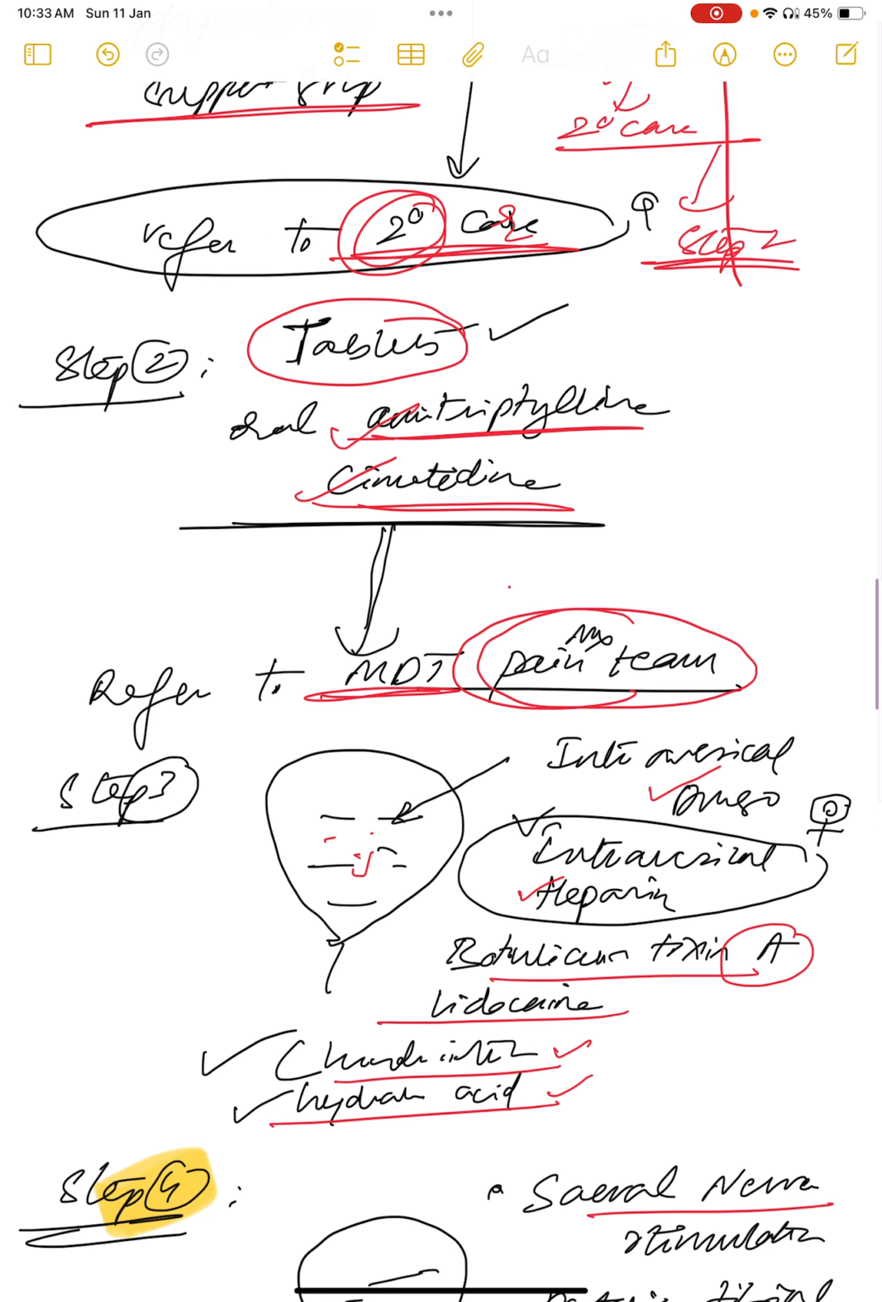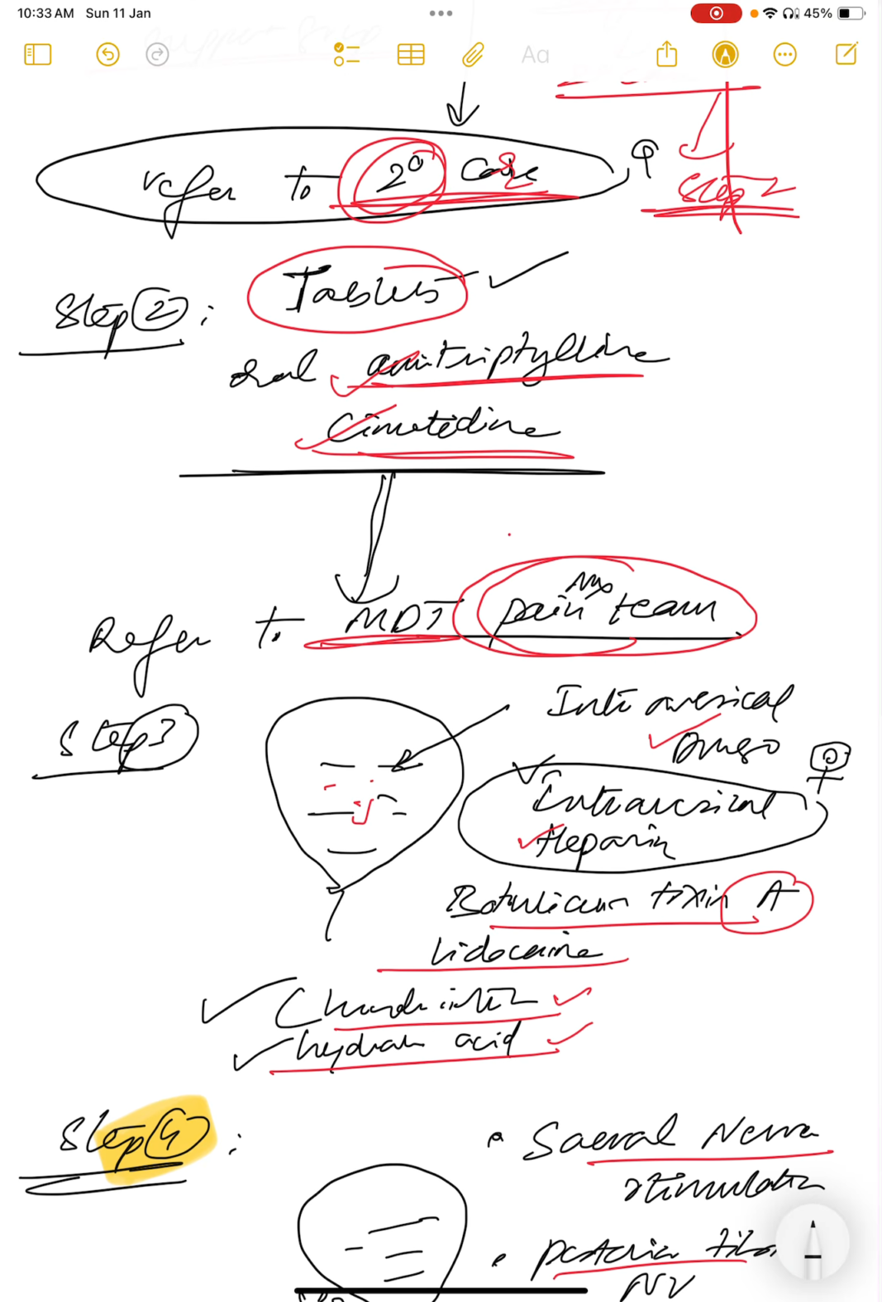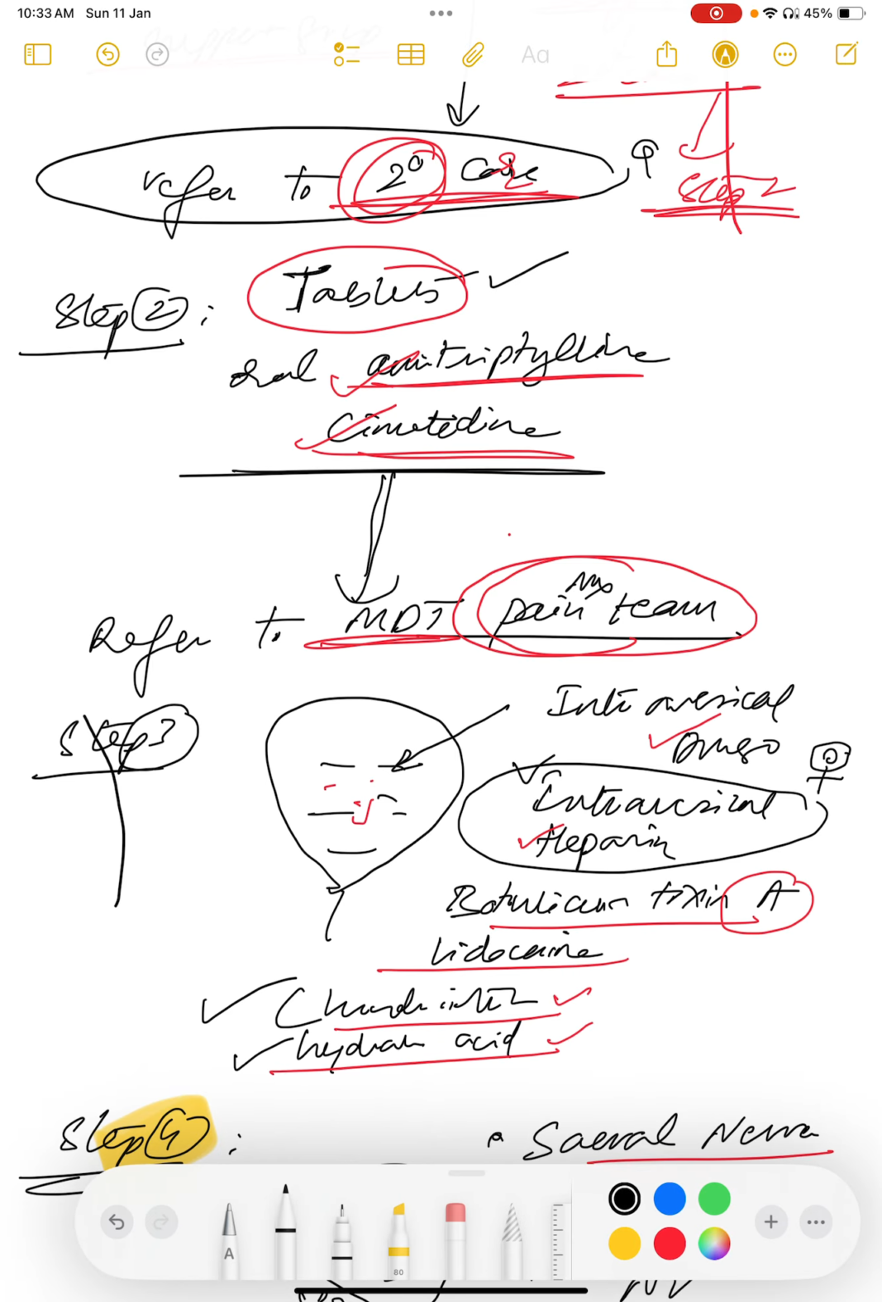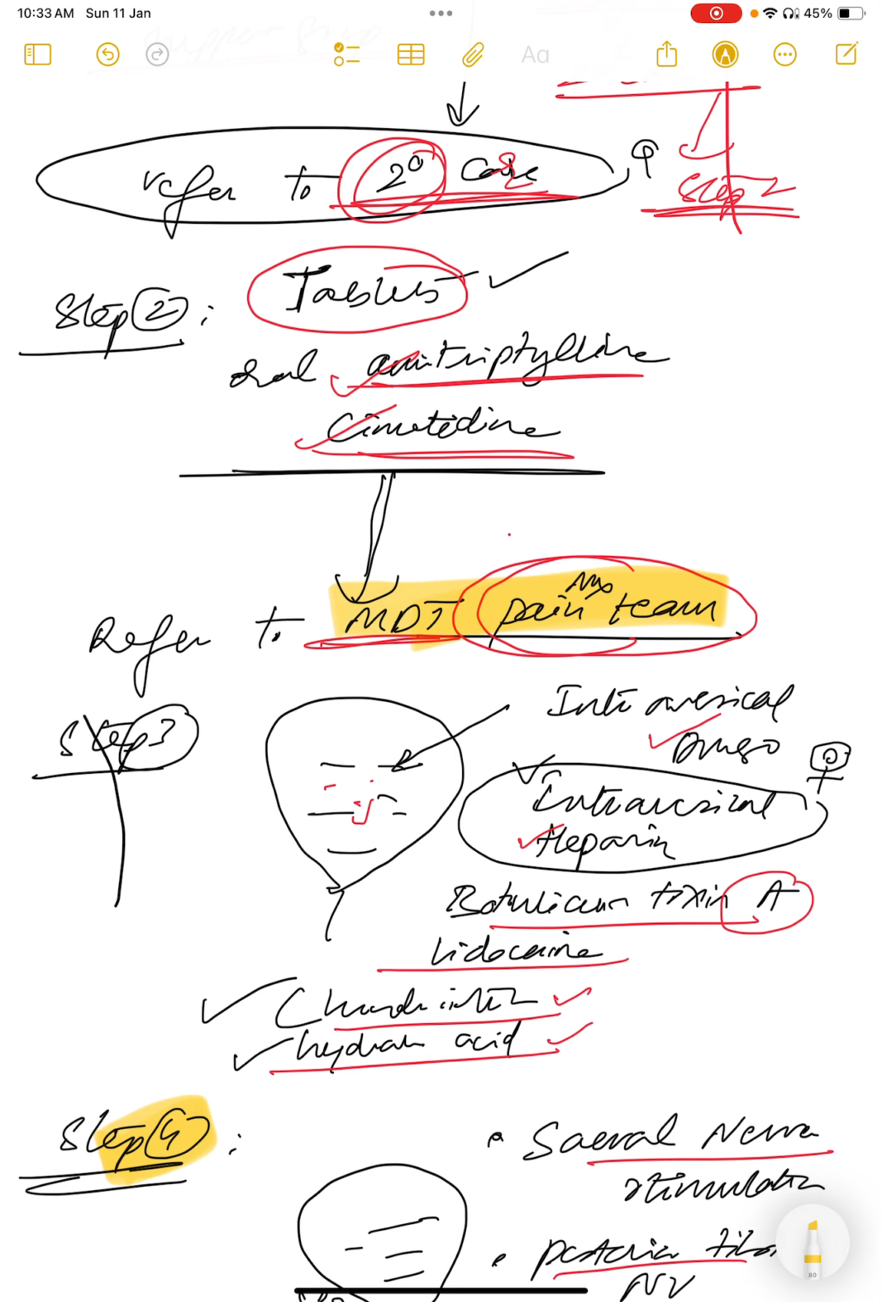In case of the second step, you'll go for tablets, that is amitriptyline, cimetidine. You'll go for that, and you'll refer her to the MDT, that is the pain management team.